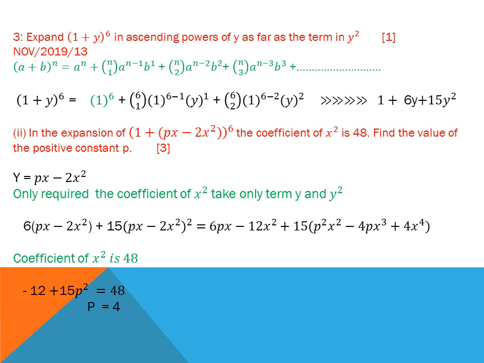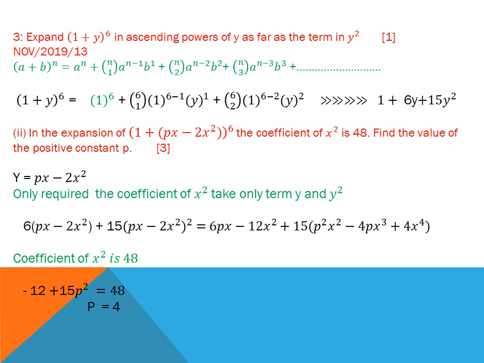So y is equal to px minus 2x square. I replace this value in the previous part. 6 into, I leave the 1 because I only need the x square coefficient, 6 into (px minus 2x square) plus 15 into (px minus 2x square) whole square. First I multiply 6 by px and minus 2x square. I find 6px minus 12x square plus 15.